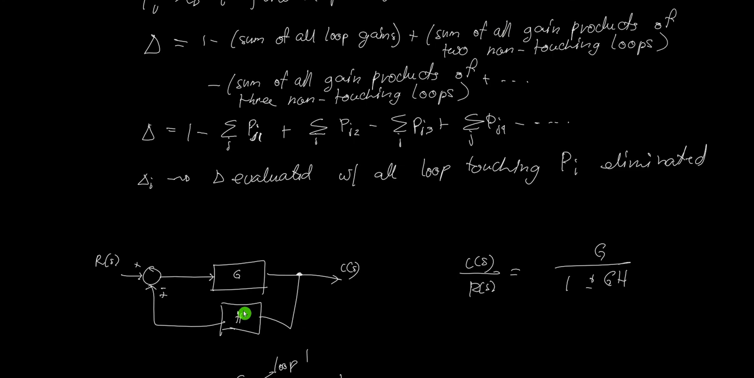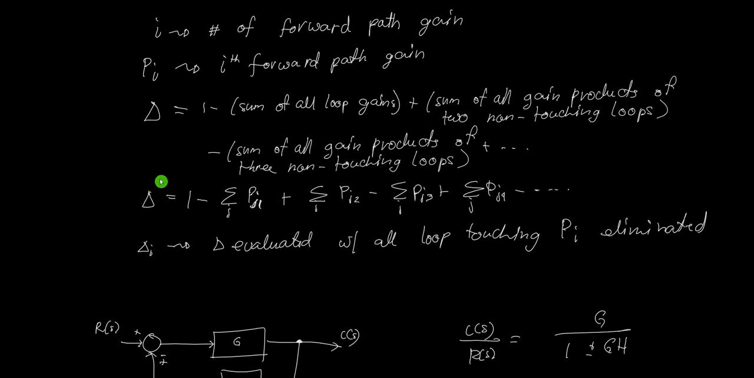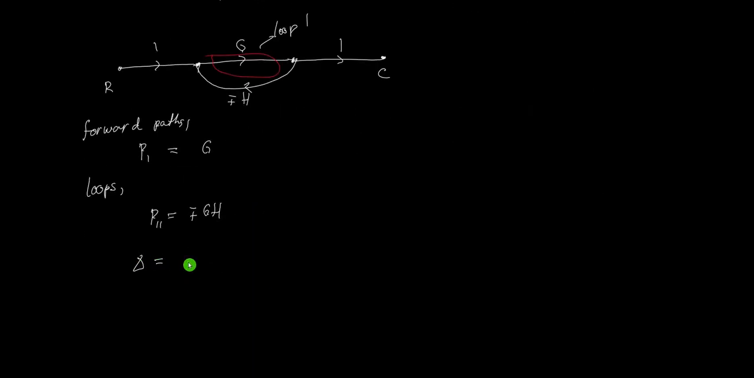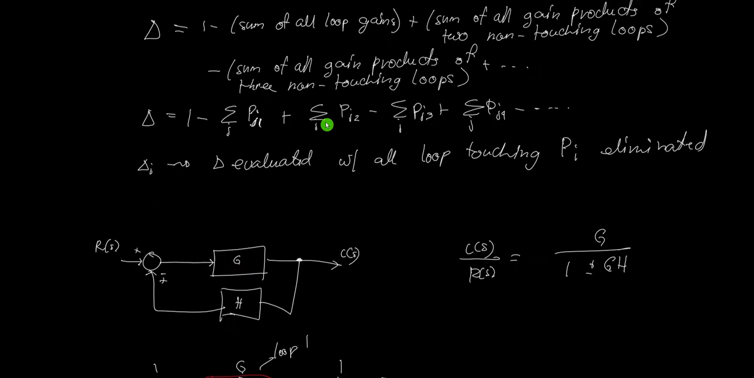Next, after knowing the loop gains, we can now evaluate delta. Because we only have one loop, we don't have any non-touching loops. We don't have 2 non-touching loops. Therefore, delta is just equal to 1 minus P11, and P11 is equal to this. So delta is 1 minus plus, and this is minus, it will become plus minus G times H. And that is our delta.